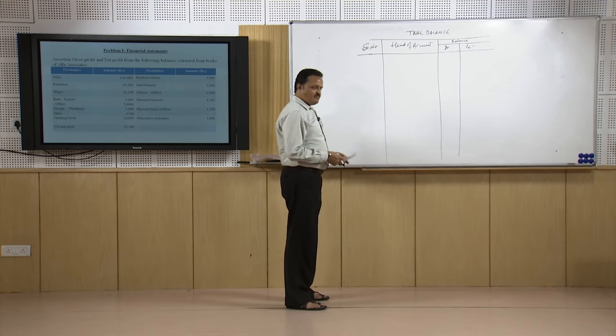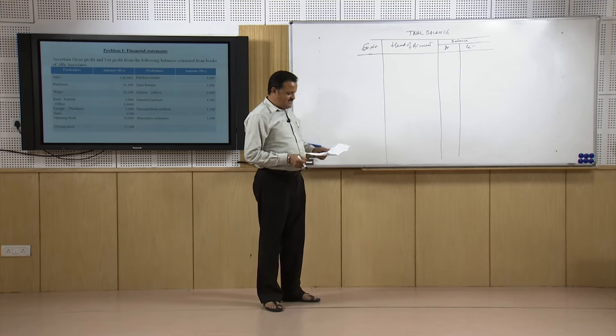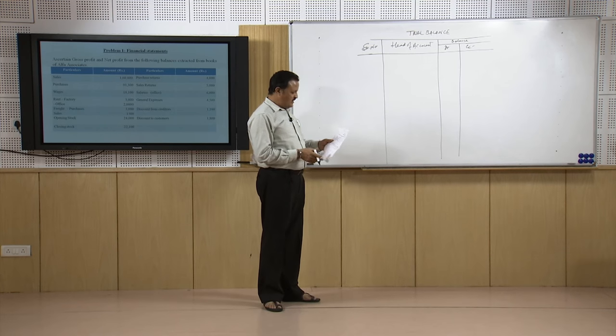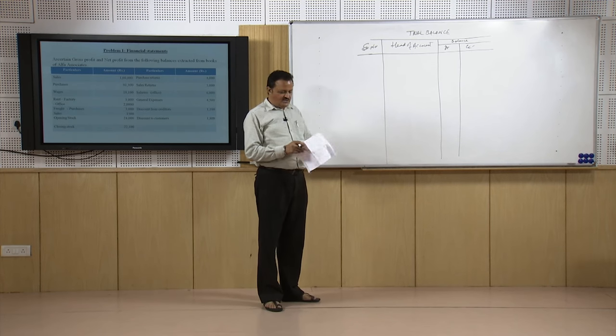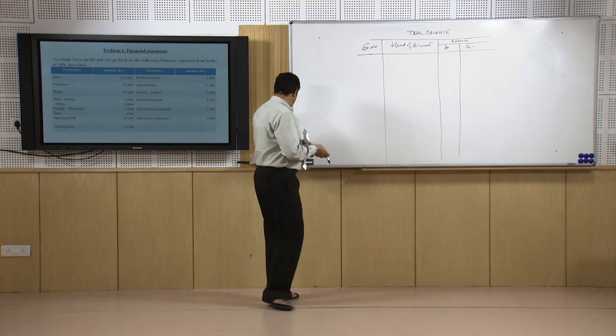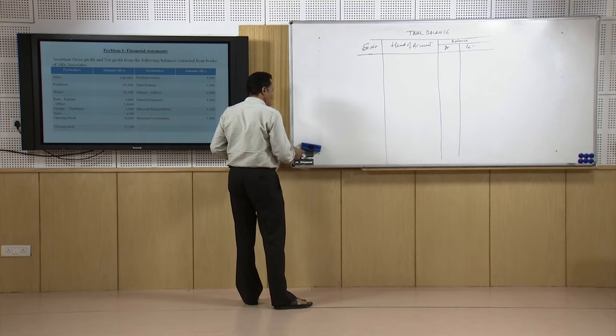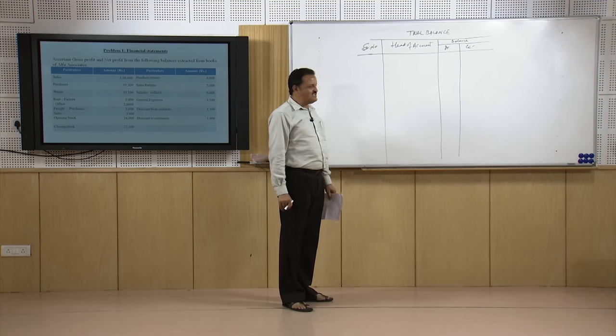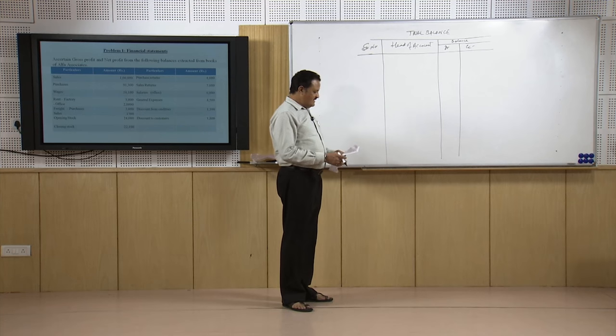Now for my convenience, I have put all these accounts and their balances on a paper, because I do not have the record here. You also have recorded it, or you know what the balances are of those transactions which were posted to the ledger. So I will be taking it from here.